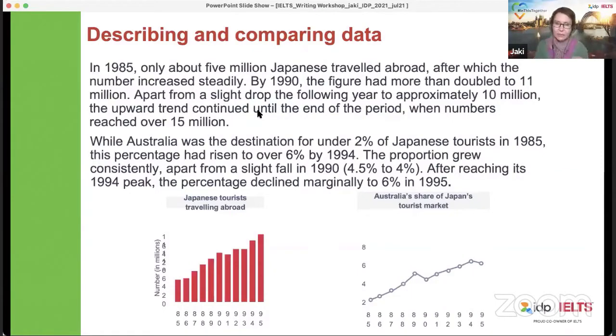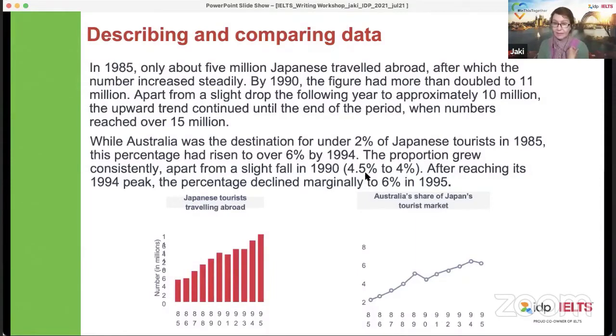We say how. It makes it more interesting. Okay, increase steadily, slight drop. Yep. Now we look at the other graph. While Australia was a destination for under 2% of Japanese tourists in 1985, this percentage had risen to over 6% by 1994. The proportion grew consistently apart from a slight fall, remember this bit, in 1990.